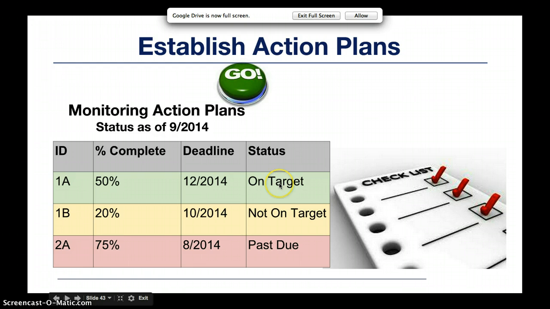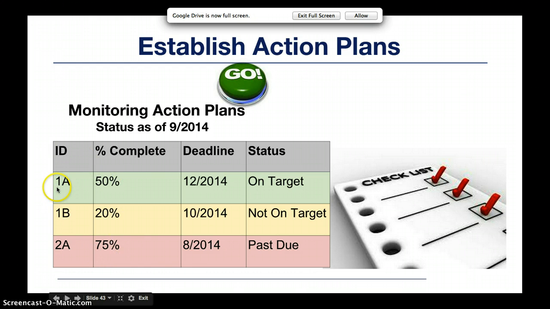The other thing I've done here is that I know lots of folks like to color code things, and I think it's good. So green is good, so we're on target, so this line's green. When we're not on target, we're going to throw up the cautionary flag. That's routinely yellow. And then when you're past due, red is bad, it's past due.